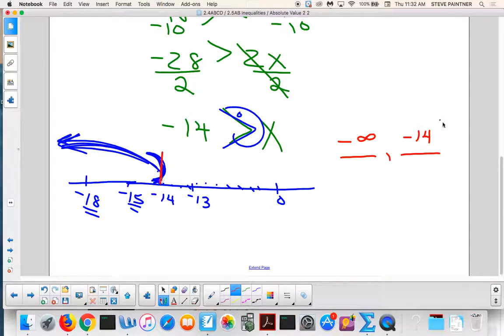Negative 14, parentheses. Why parentheses? Because there was no what? Equal sign.